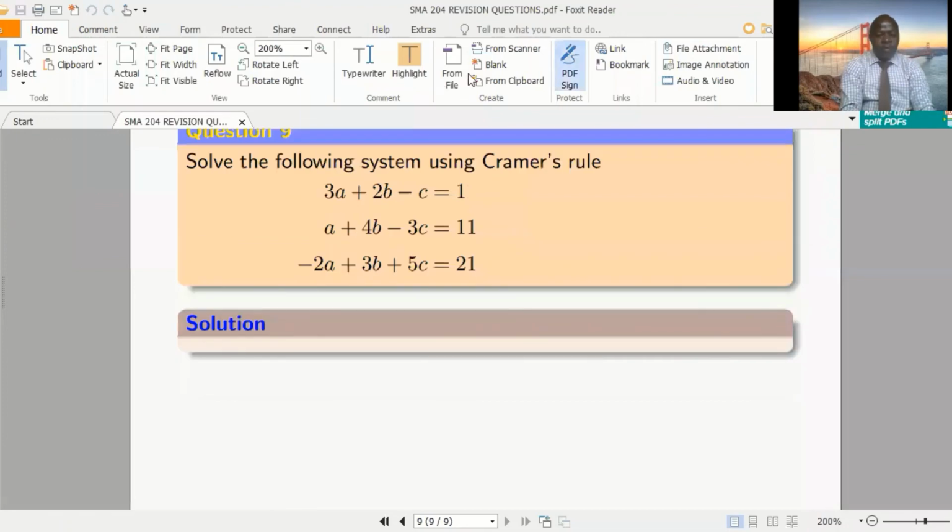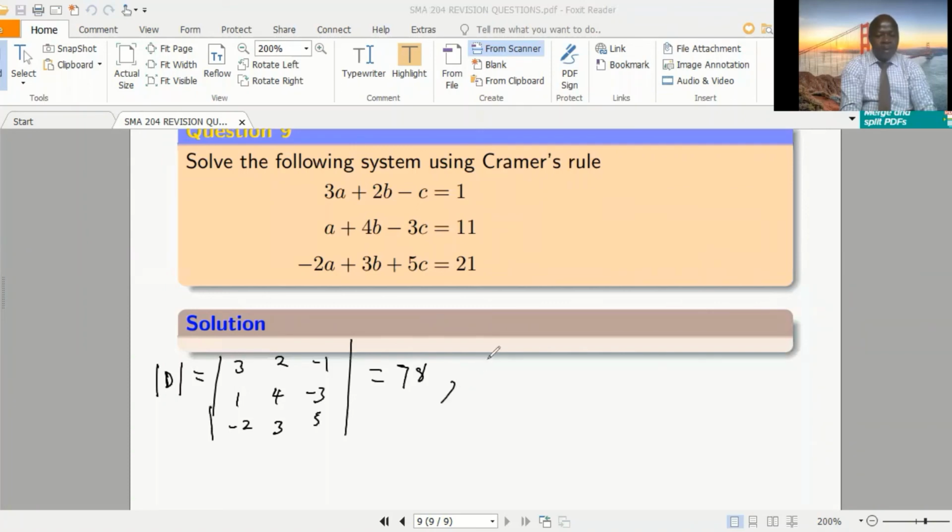So let's find the determinant D. I'm just writing these coefficients: 3, 2, negative 1, 1, 4, negative 3, negative 2, 3, 5. You know how to find the determinant of a matrix. So this determinant is 78. Just find it.